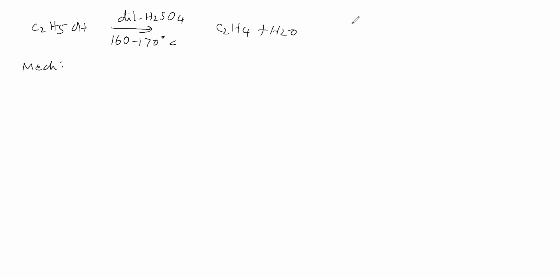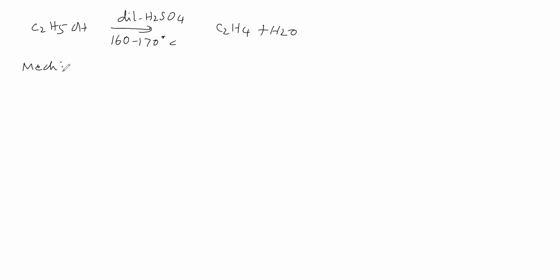Now we will take an alcohol, C2H5OH. It is treated with dilute sulfuric acid at 160 to 170 degrees Celsius. What is obtained? C2H4 and water. So how the reaction takes place, we will see the mechanism in this case.